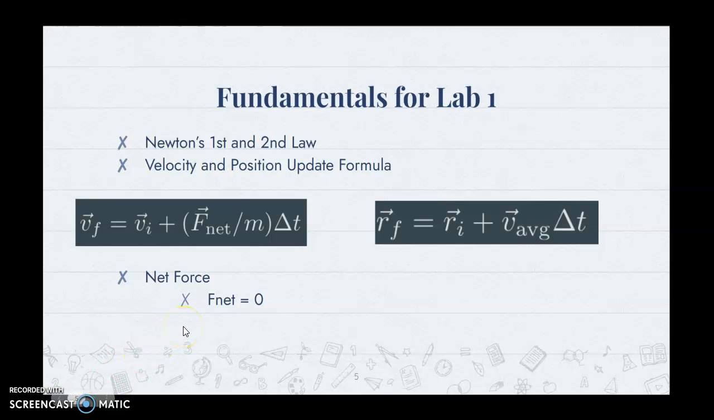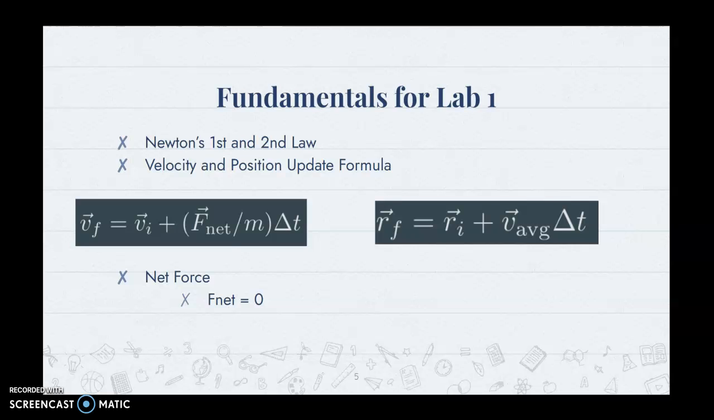Before we start discussing my results, there are key concepts that you should know. Newton's first law states that a resting object will remain at rest unless it is acted upon by a force, and an object in motion will remain in motion unless it is acted upon by a force. Newton's second law states that a force is equal to its mass times its acceleration. These two laws are used to form these two formulas shown on the screen, the velocity update formula and the position update formula.